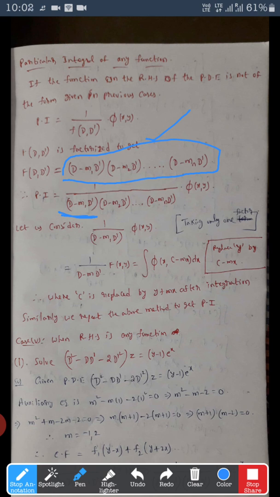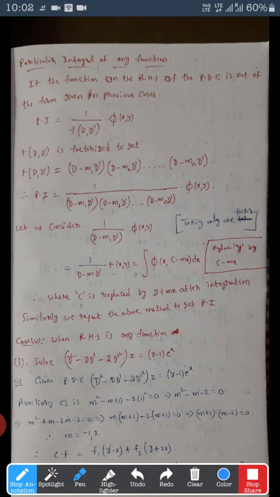So in this, first consider a factor D minus m1 D dash. In this factor or in this function, replace y by c minus mx. Instead of y we write c minus mx, because we are changing this integral into only a single variable, not two variables. That is the trick here. So c is replaced by y plus mx, and after integration we replace c by y plus mx. So this is the procedure.